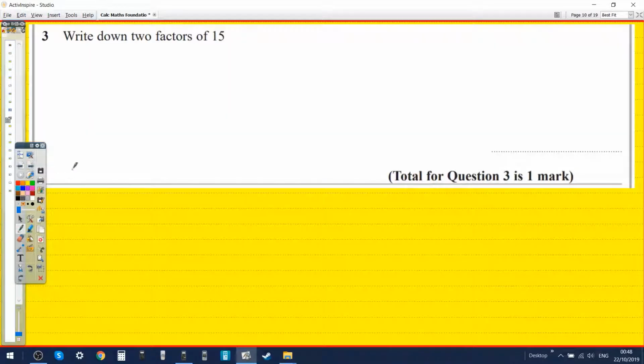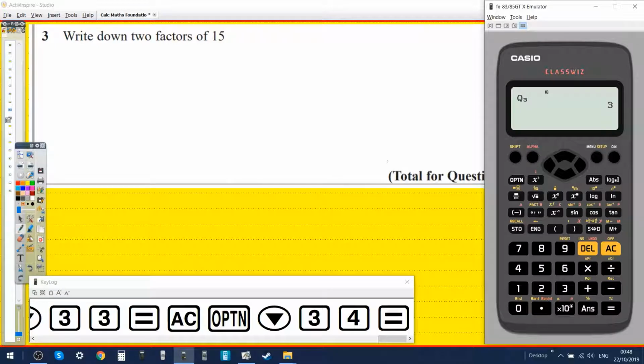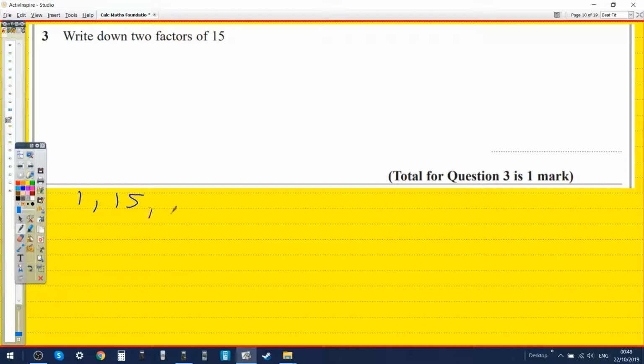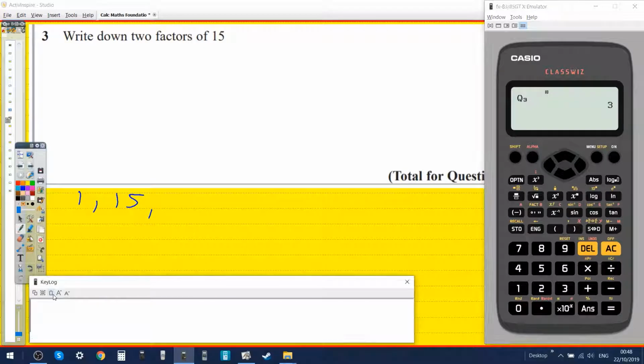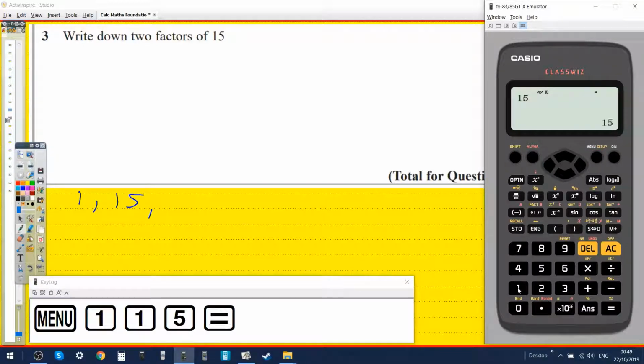If you were using the 991EX, the best calculator in the world, then you had to press 6 for statistics. Right, next thing. Write down 2 factors of 15. Your teacher literally doesn't even know how to do this question. A smart boy or girl will say 2 factors are 1 and 15 because 1 times 15 is 15. I don't even know any of that. So I just go to calculator, menu, go back to normal, number 1, 15 equals, and watch this, shift. Do you see this here, fact in yellow?